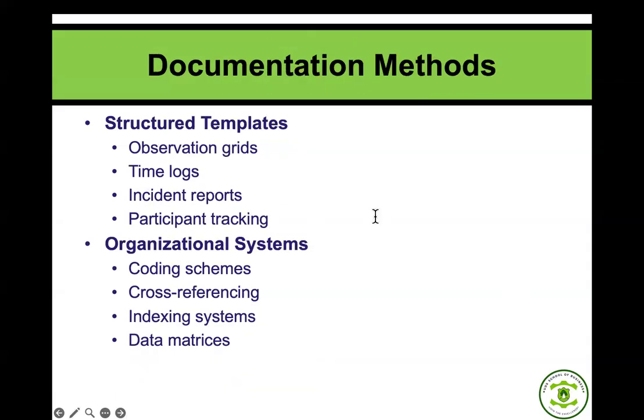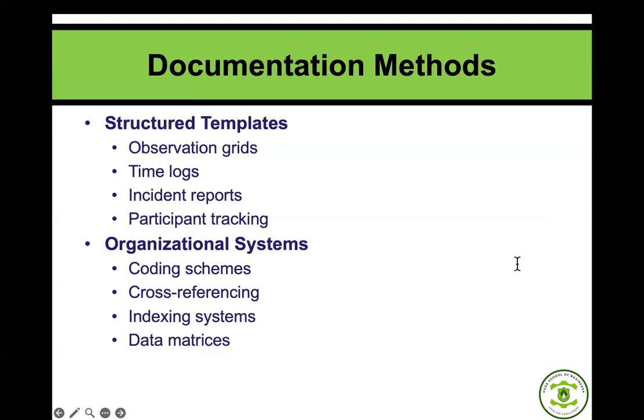When we are talking about observation, it is also important that we explore two pillars that can help us document. We sometimes will have structured templates. When we are talking of structured templates, please think of these as your research camera lenses. Each one will help you capture data in a specific way because they are structured. So examples of structured templates are observation grids, time logs, what is happening at a particular point in time, incident reports, and maybe participant tracking.